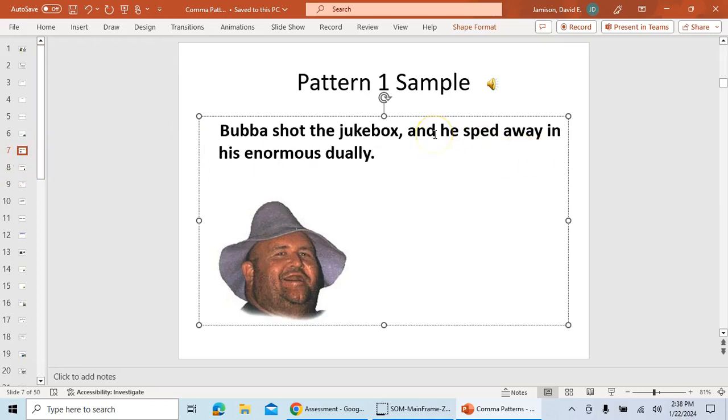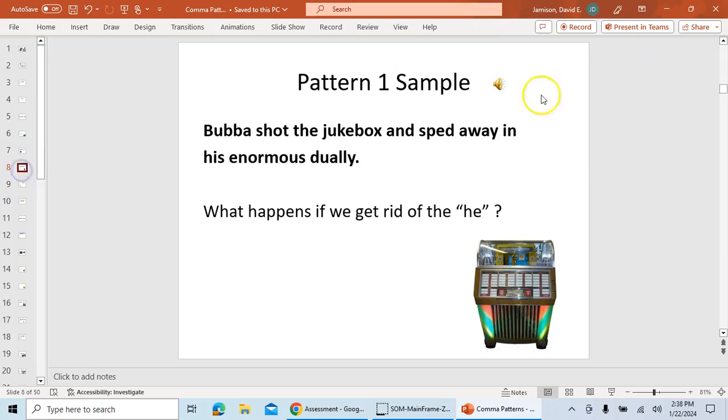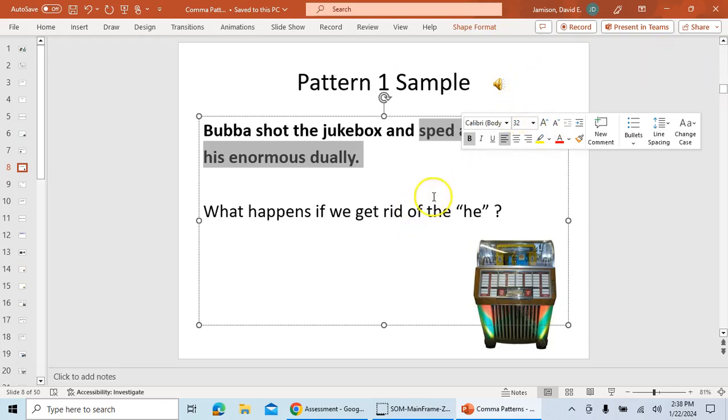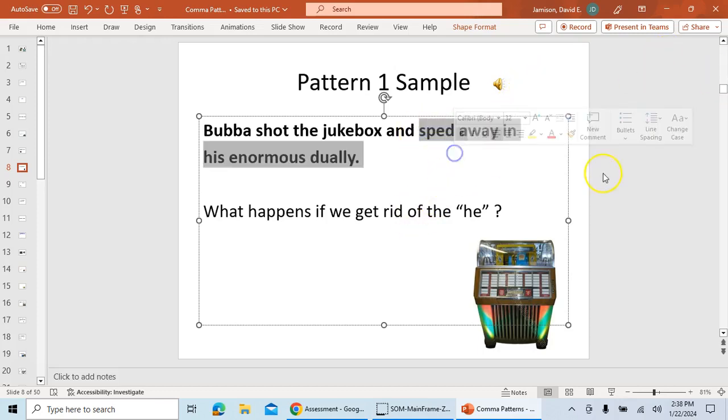So we need this because these are independent clauses, but if the second one was a dependent clause, we wouldn't actually need a comma. If we said, Bubba shot the jukebox and sped away in his enormous dually, and we took out the word he, the second part here becomes a dependent clause. A dependent clause needs a complete sentence to connect to in order to be able to stand, in order to be able to function. If we said sped away in his enormous dually, that doesn't make sense as a complete sentence, right? So that means that that's a dependent clause, and it means we don't actually need punctuation there.